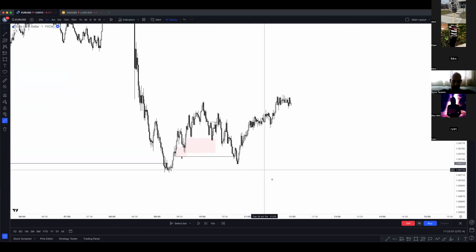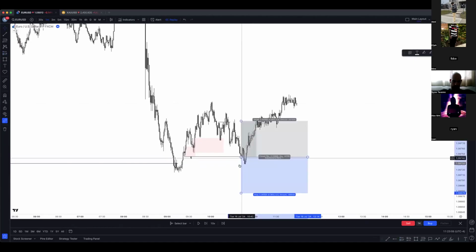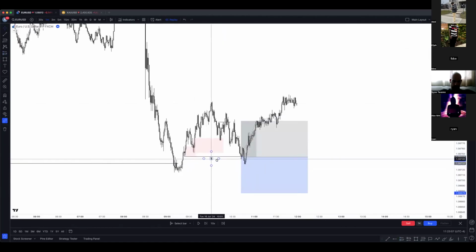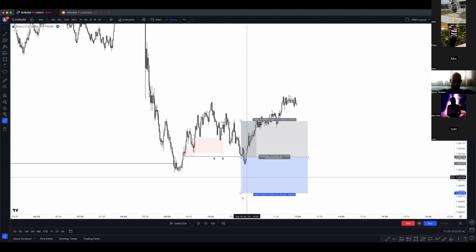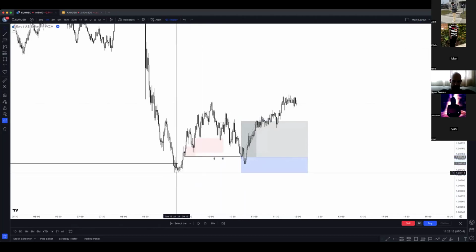All right, so this is where I actually had an entry. I believe quite a lot of you took the same trade, which was amazing to see. And then liquidity block being underneath.